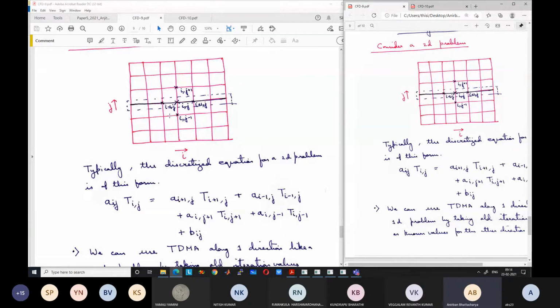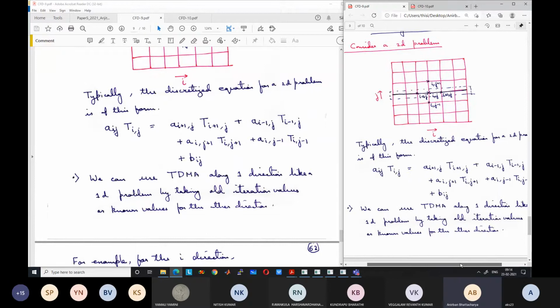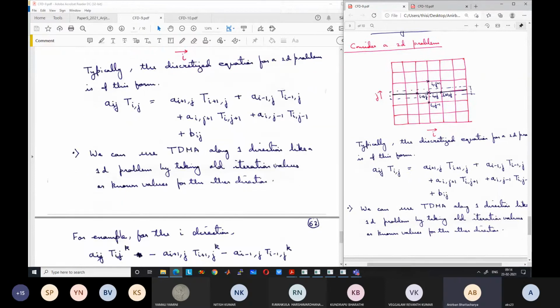And for the points which are on the line, we will treat them as unknown values. So the equation will look like this. This diagram is open here. The equation will look like this. So I have written also, we can use TDMA along one direction like a 1D problem by taking old iteration values as known values for the other direction.